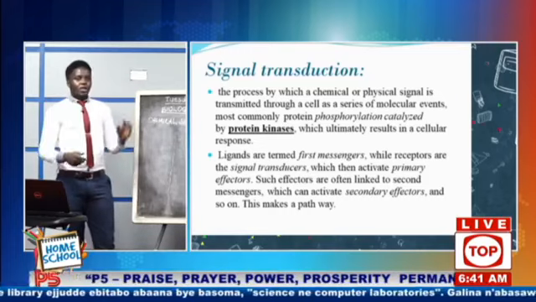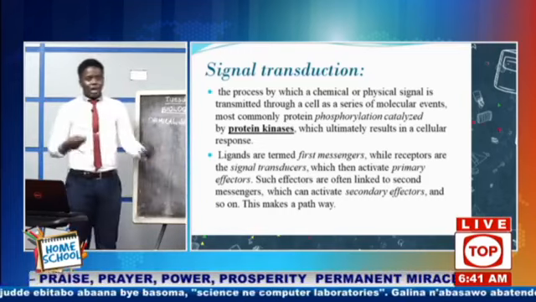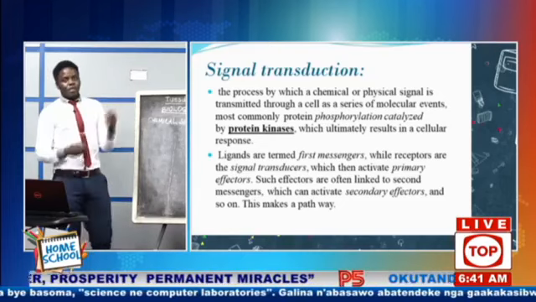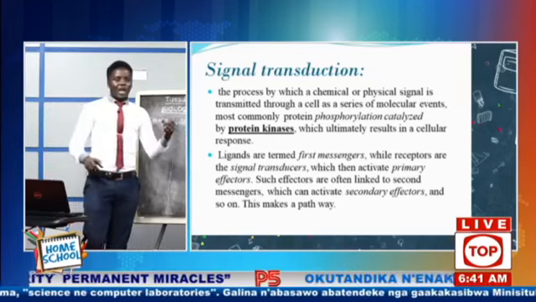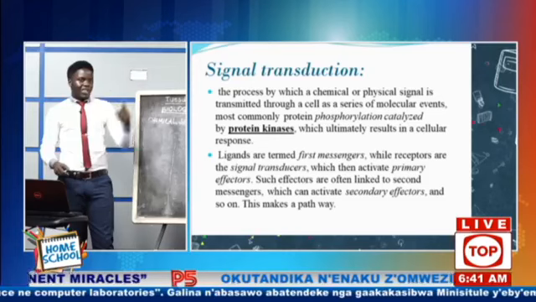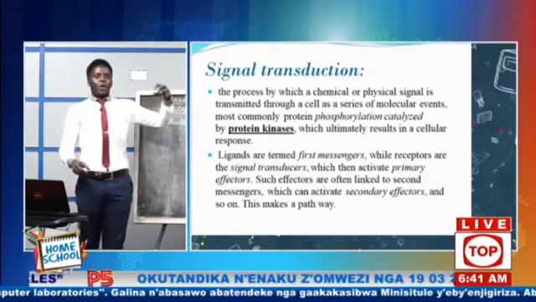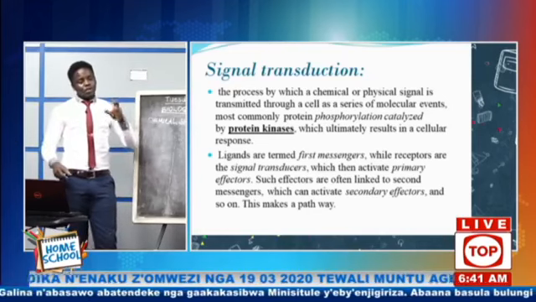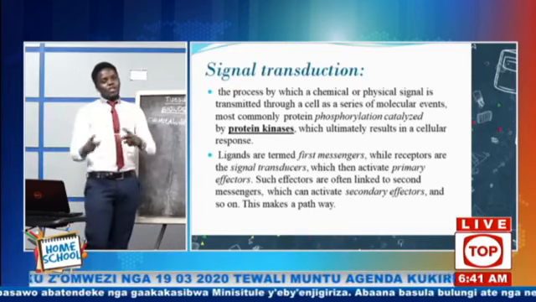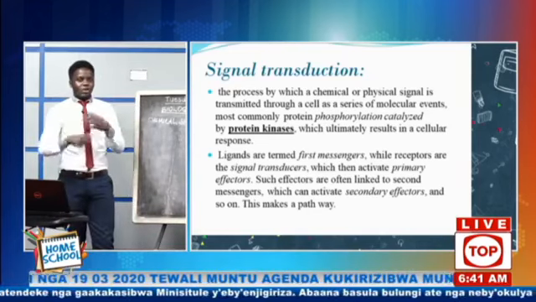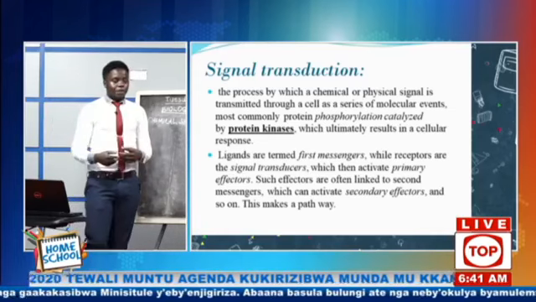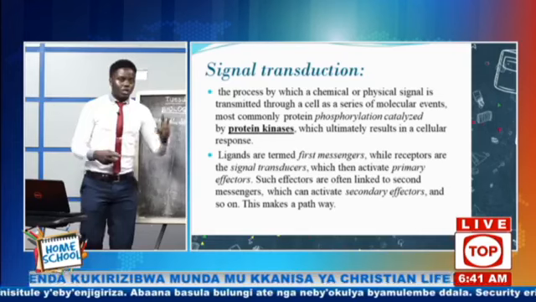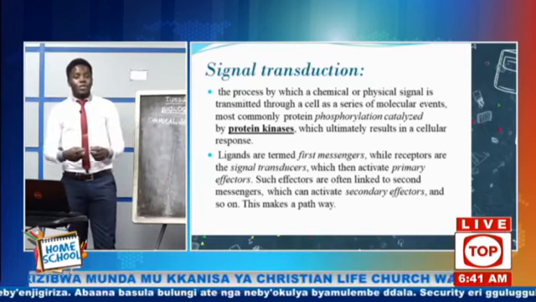Okay. Now, in this case, we have terms that can help us understand. That statement right there tells us some of them. The first one is the ligands, which are the first messengers. These carry the information from outside and attach themselves to the cell surface receptor and cause the transducer, which is the receptor, to change conformation.